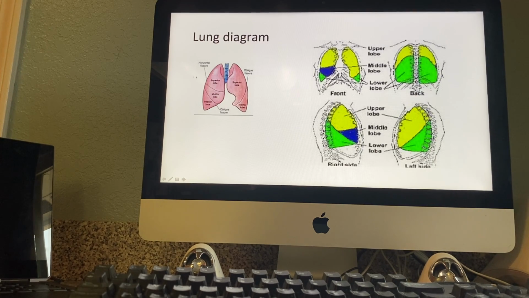Here is another little diagram, so they're calling the superior the upper. So you have your right upper lobe, right middle lobe, right lower lobe, left upper lobe, and left lower lobe, separated by the horizontal fissure between the upper and middle, and then the oblique fissure between the middle and the inferior or lower. And then on the left side, you just have your oblique fissure separating your left upper lobe and your left lower lobe.